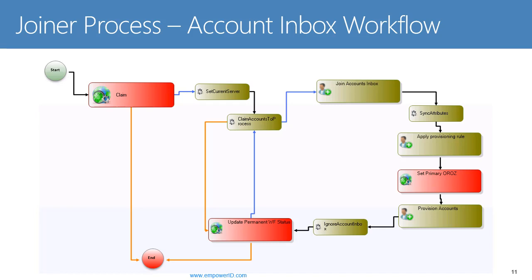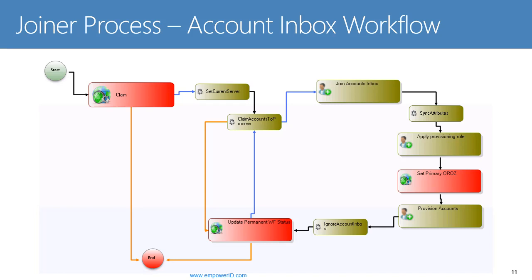In the account inbox permanent workflow, it grabs user accounts that are configured in your claim rule, the ones that you care about that you don't want to ignore. It evaluates them through the join rule to see if it can join those accounts, and if it can, it joins them to the person objects that already exist.